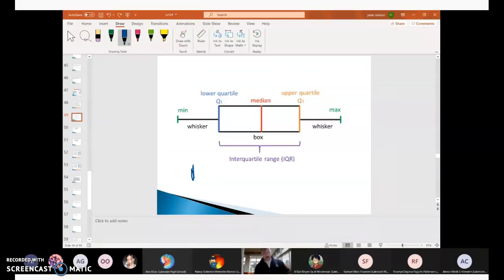Now, each part of your box plot represents 25%. So this would be 25% of your set, this would be 25% of your set, 25% of your set, and this would be 25% of your set. So if I said, what covers this amount of space, you would say 50%, because 25 plus 25. If I said, what percentage is in this area of your set? Well, you would say 25 plus 25 plus 25, which is 75%. If I said, what percentage of your set covers just here? You would say 25%.